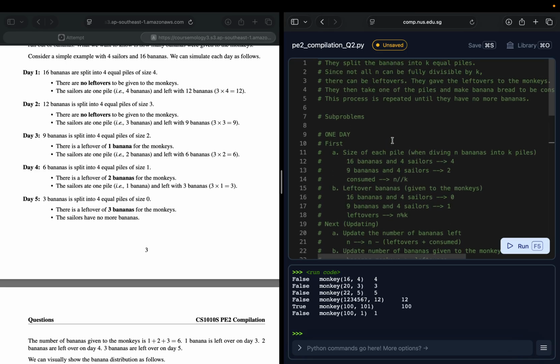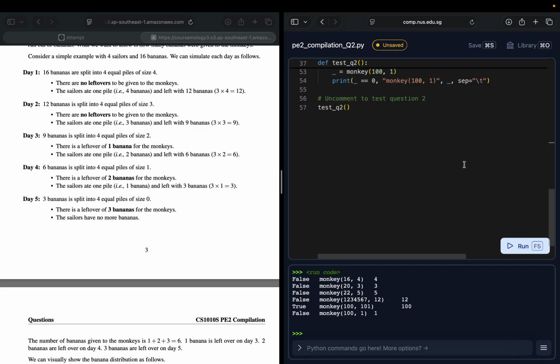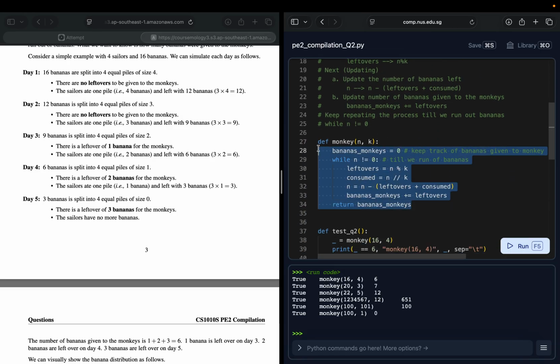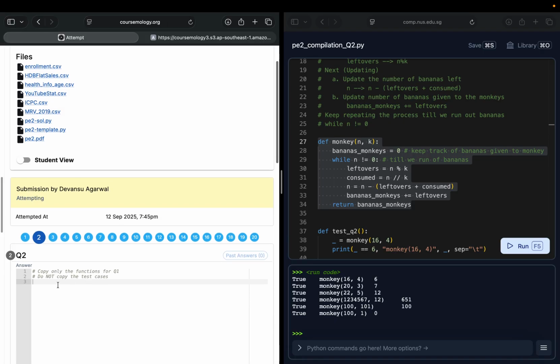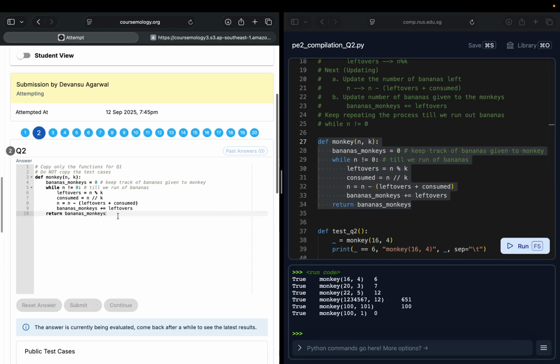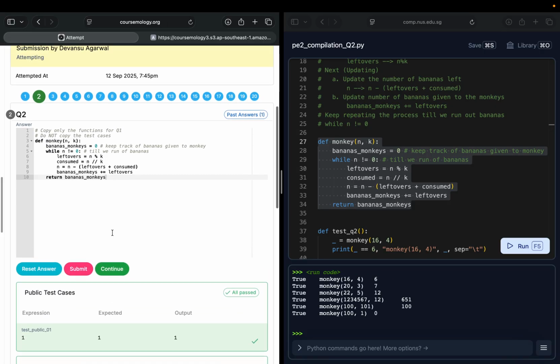This should be our entire solution. We'll just run it and we get true for all the test cases. Another thing is to just put it onto cosmology and give it one last check that there are no syntax errors and the code works correctly.